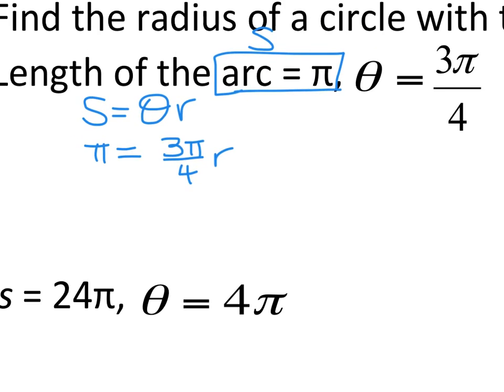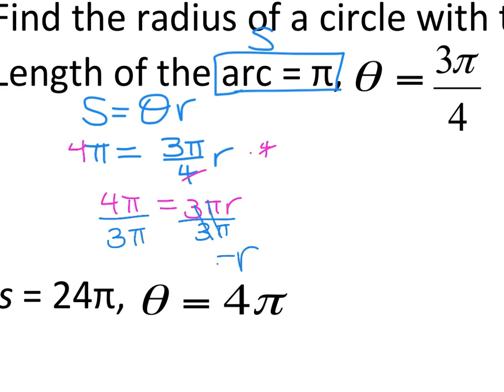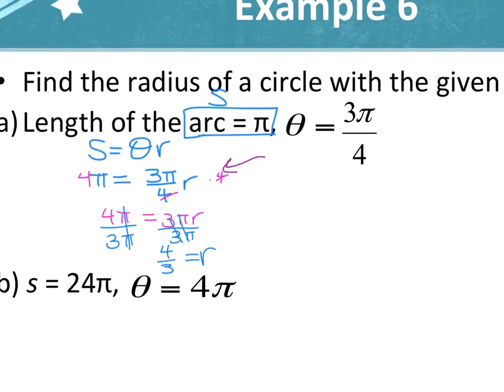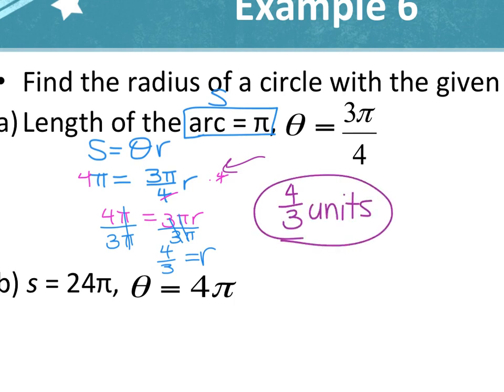So I can do this piece by piece. I can multiply by 4 on both sides. I'd get 4 pi equals 3 pi R. And then I can divide by 3 pi, or divide by 3 and then divide by pi. They're going to cancel here. On the other side, the pi's cancel, and I get just 4/3. I could have also just from this step here multiplied by the reciprocal, so 4 over 3 pi, and I could have canceled it all in one step. Again, this time it didn't give me a unit, so it's just 4/3 units.